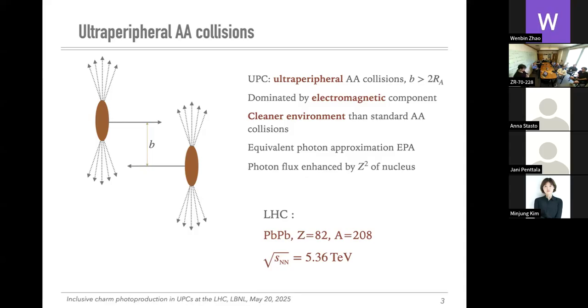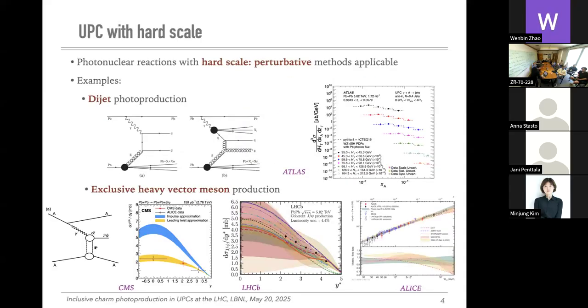These are the conditions for the LHC: we are looking at lead-lead collisions at square root of s of 5.36 TeV. There are many experts on UPCs here. These are great reactions if a hard scale is present, because then we can use perturbative methods.